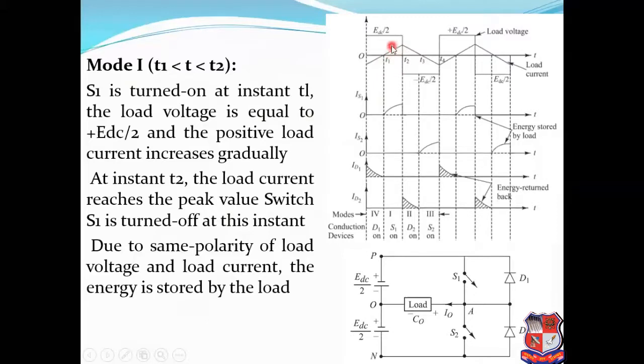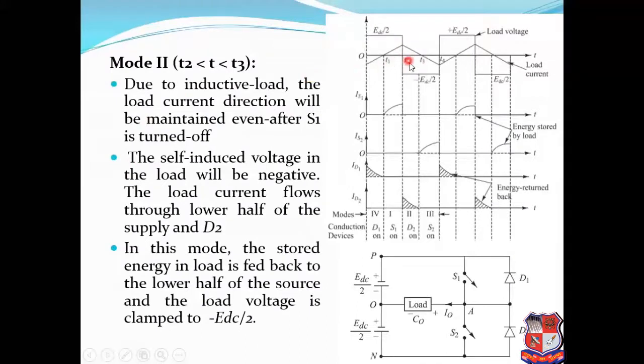Due to the same polarity, that means the output voltage polarity and the current polarity are both positive, the inductor in the load will store the energy, and it will release this energy in a later stage. That means in mode 2, due to the inductive load, the load current direction will be maintained even after the switch is changed. As I said, if we have an inductor in the circuit, then the current direction will not change immediately. It will gradually increase and gradually decrease.